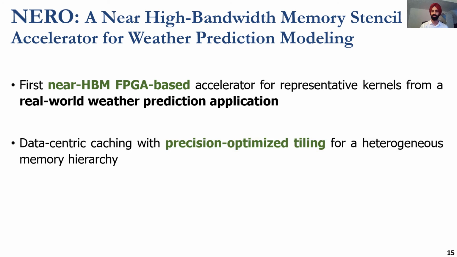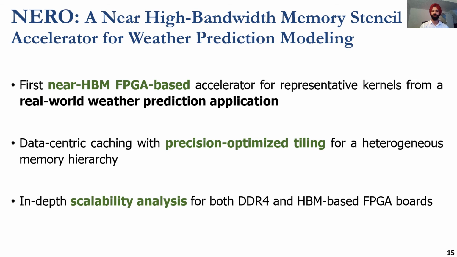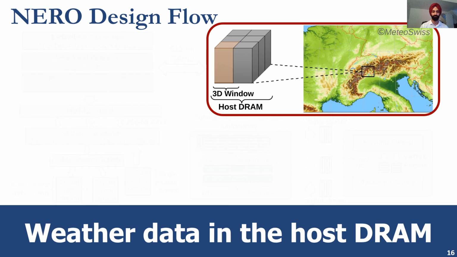We optimize NERO with a data-centric caching scheme with precision-optimized tiling for a heterogeneous memory hierarchy consisting of URAM, BRAM, and HBM. Our contribution also includes in-depth scalability analysis for both DDR4 and HBM-based FPGA boards, where we change the number of memory ports and processing elements. Now we will go into the details of the architecture and data flow sequence of NERO.